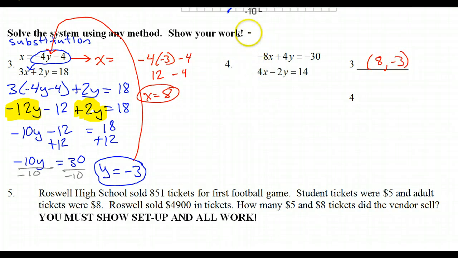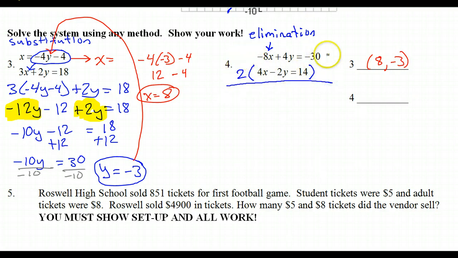Now, for number 4, I'm going to go ahead and use elimination. I like the way the variables are all lined up. Also, they all have coefficients, so it would be difficult to get any of these variables by themselves. So it's all about elimination method for this one. I'm just going to go ahead and try to eliminate the x's, and I could do that by multiplying the bottom equation by 2.